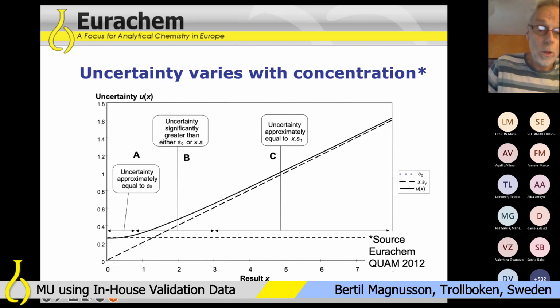And Ricardo talked about that at a low level, you have a constant standard deviation, and at higher levels, you have a relative standard deviation. And that was why we need to divide the range into 2 or maybe 3 different concentration ranges when we talk about measurement uncertainty.